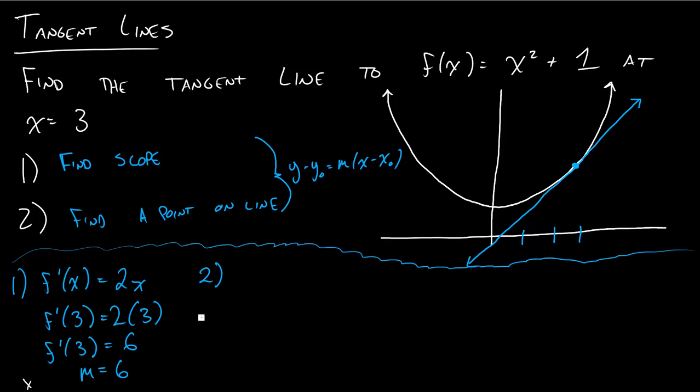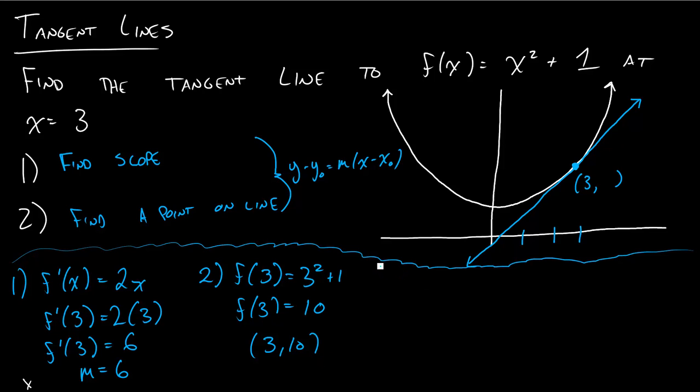Our second step is just to find a point on this tangent line, right? Now, what's the point we know that is on this tangent line? Well, it's the point that's on the function, right? That's the point that's on both the line and the function. So we can come back to f of x and say, well, f of 3, we know this point's going to be 3 comma something. So f of 3 is going to be 3 squared plus 1, or f of 3 is equal to 9 plus 1, which is 10, right?